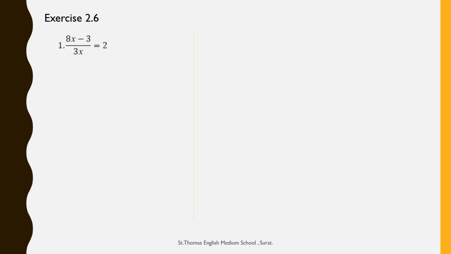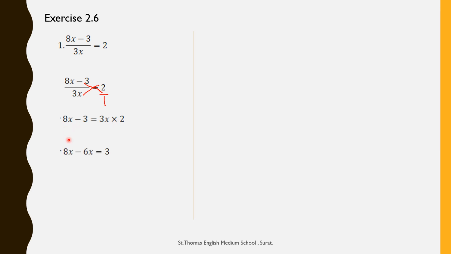Exercise 2.6, question number 1: (8x minus 3) divided by 3x is equal to 2. Write the equation once again. Now whenever the equal sign comes, you can cross multiply. There is no denominator here, that means the denominator is 1. Now 8x minus 3 is equal to 2 multiplied by 3x. Now 3 2s are 6x. This is a positive number. If it comes here, it becomes negative.